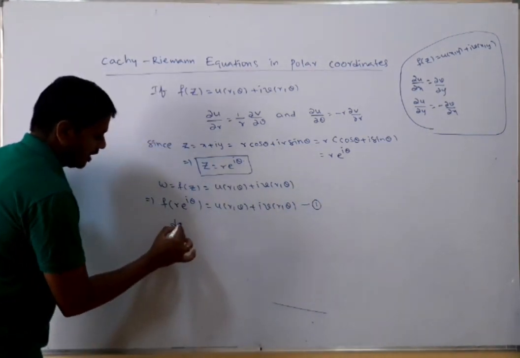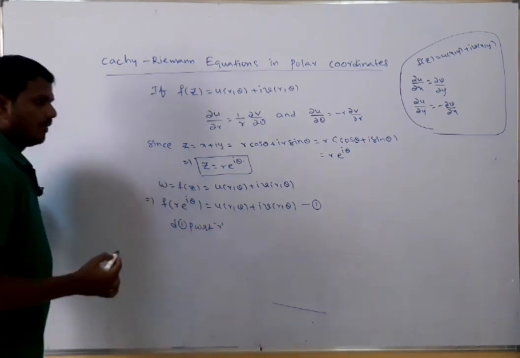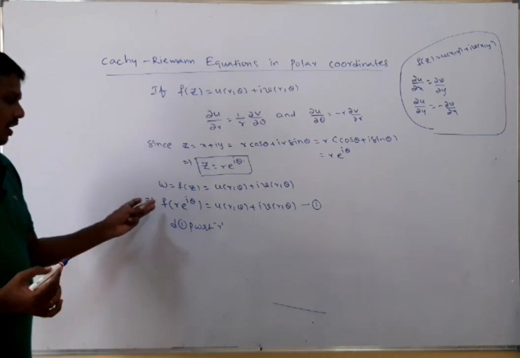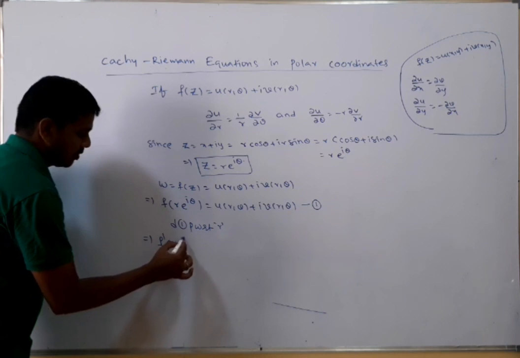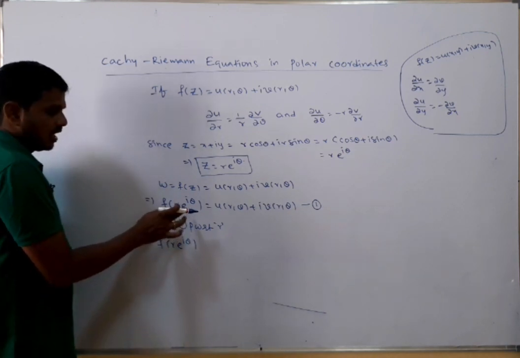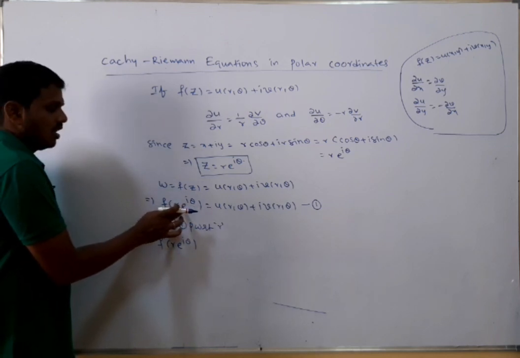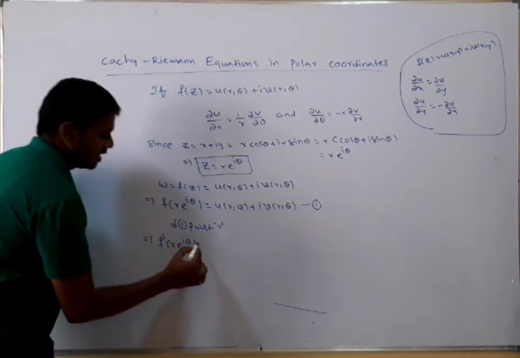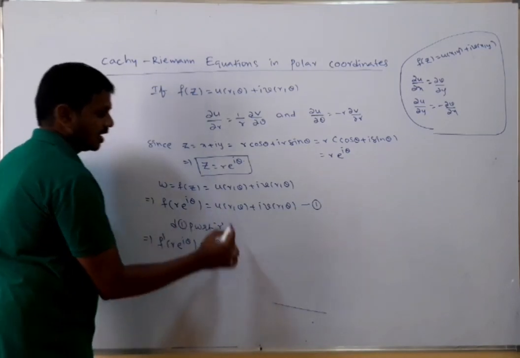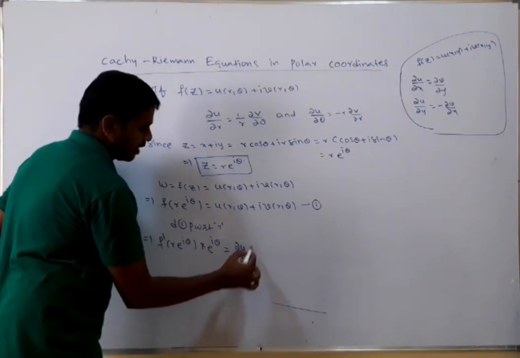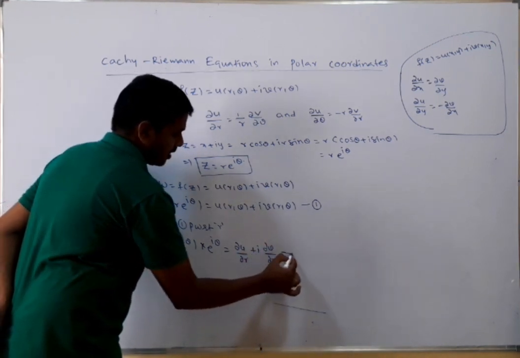Now differentiating 1 partially with respect to r. The derivative of f is f dash of r e^(iθ). Now we concentrate on r, keeping θ as constant. So the r derivative is 1, and e^(iθ) is considered constant, into e^(iθ). The derivative of the function of r and θ with respect to r is ∂u/∂r plus i ∂v/∂r. Say this is equation number 2.